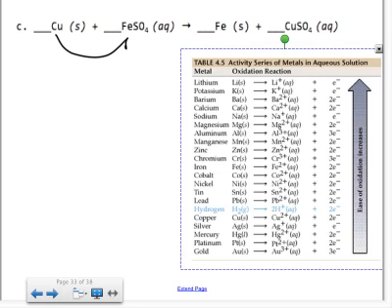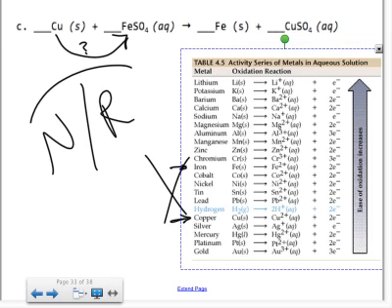Now copper and iron sulfate. Will copper replace iron? Well, copper is a very unreactive element down here near the bottom. Iron is in the middle. So copper cannot replace iron. There's no reaction here.